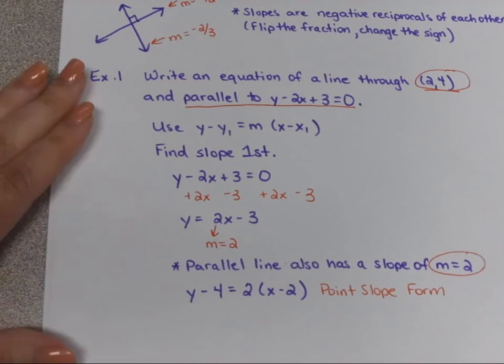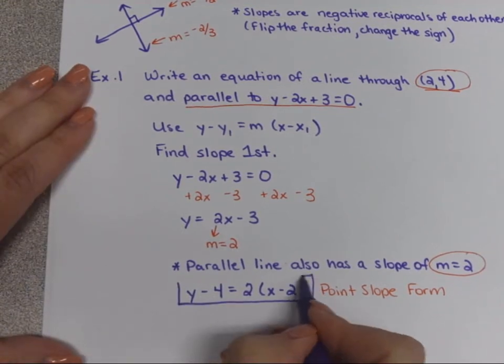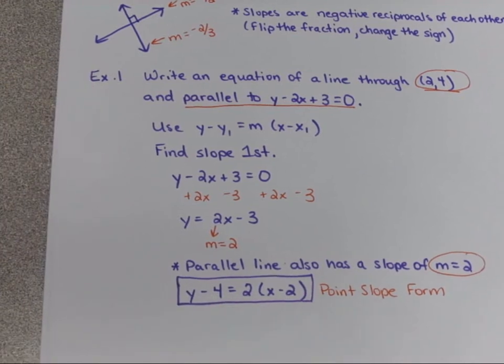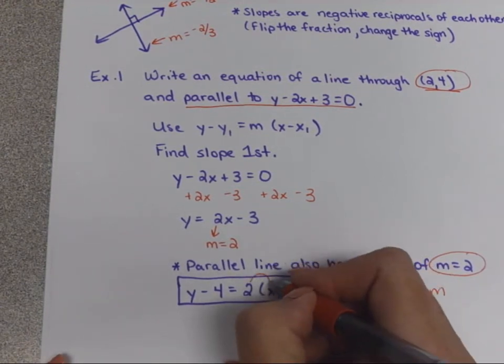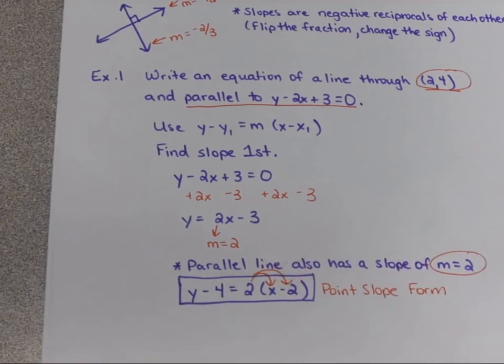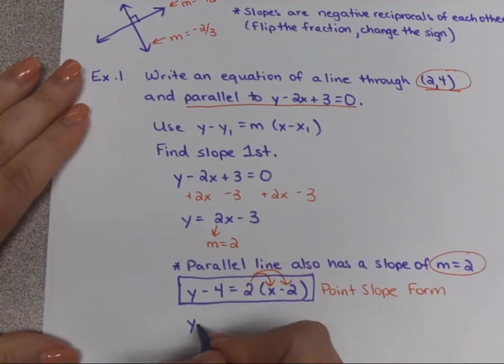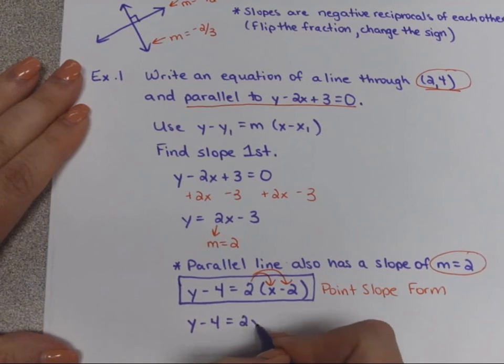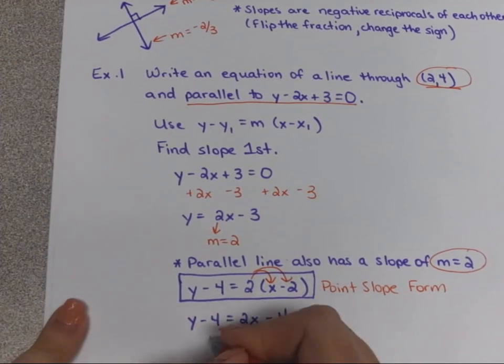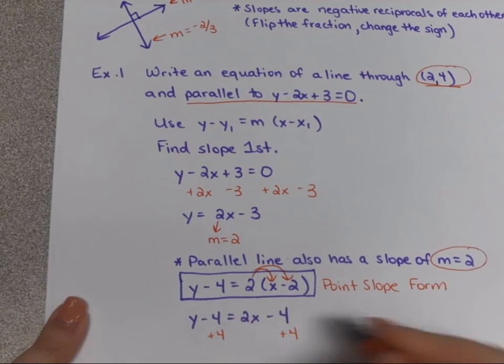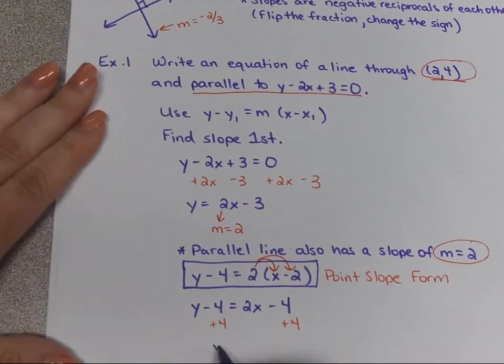We'll circle that. If MyMathLab says that's what it wants, then you got it. But what if it wants it to look like y equals? Then we just have a little bit of rearranging to do. We need to do the distributive property, and then we need to move the 4 over. So this is going to be y minus 4 equals 2x minus 4. And then last but not least, we'll add 4 to both sides. So it's okay that that minus 4 plus 4 goes away.